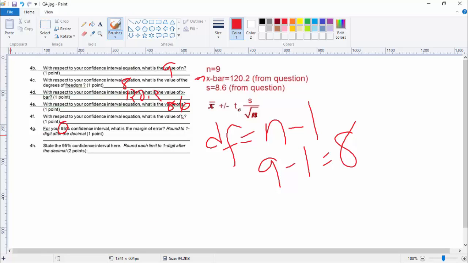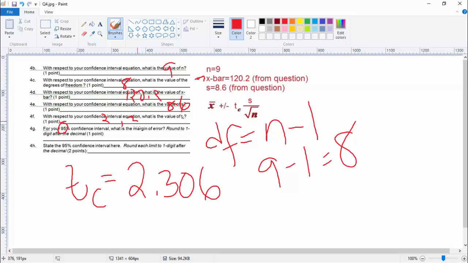So that's t sub c. I've got to be careful when I write this. 2.306. Sometimes people get really picky, I'm not. They go, oh, that's a 95% confidence interval at 8 degrees of freedom, and they write a bunch of notes at the bottom. But it's kind of obvious to me. So that's all you need to write. So the answer to 4F then is 2.306. Just put that.